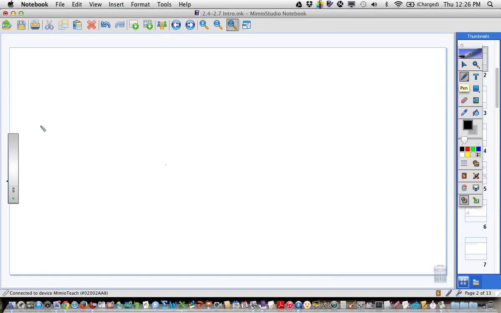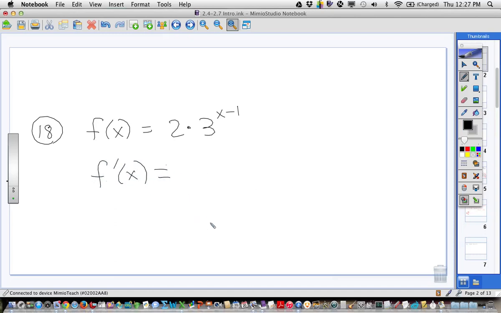And that was problem number 18. So the function is 2 times 3 to the x minus 1. That's it? Okay, so that was the original problem. So number 24 was to do the derivative of that, right? Oh, 18, right. 18 was to do the derivative of that.